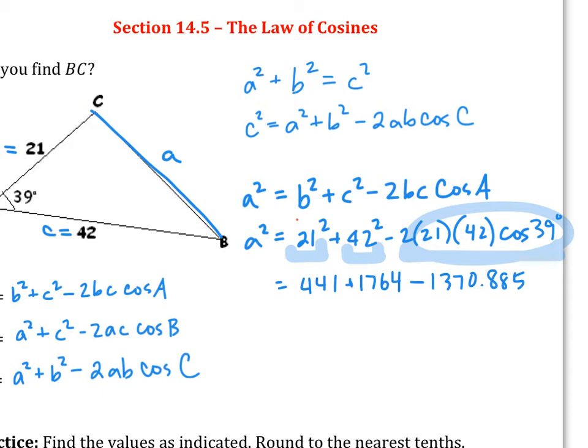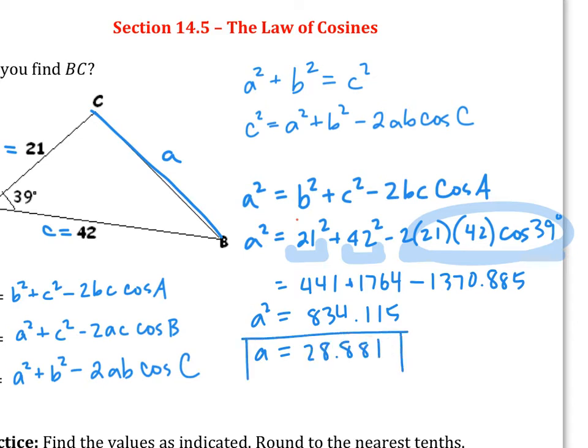So please be careful. Okay, 441 plus 1764 minus 1370.885 is 834.115. Okay, this is a squared. So this is another mistake that a lot of people make, which is they forget that this answer is a squared, not a. So the last thing you need to do is square root it. 28.881. Okay, so that's the length of BC.